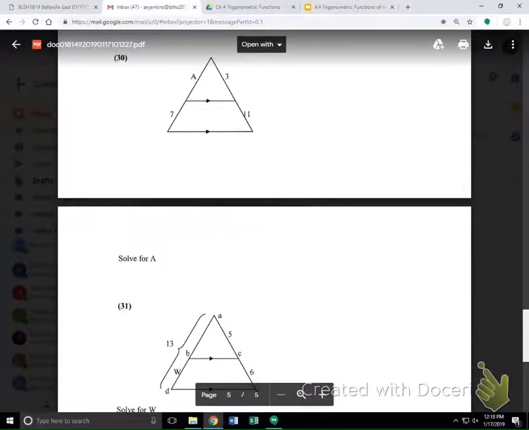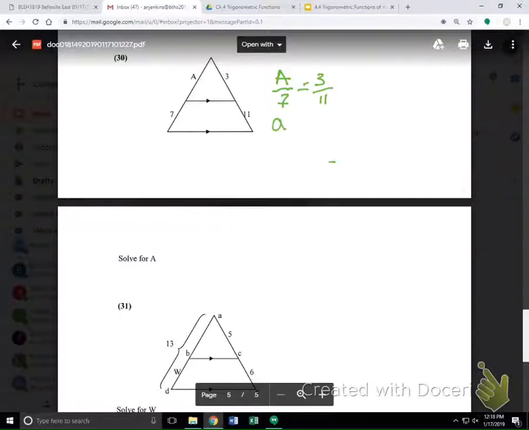Okay, so Niqua, how did you set up the first one? Oh, well, on my paper, this is all I did. I thought, okay, this goes back to that side splitter theorem. So this is a small triangle side over what's added to it to be the large triangle. So it's going to be A over 7 equals 3 over 11. The small side is 3, and what you add to it to make the large side is 11.